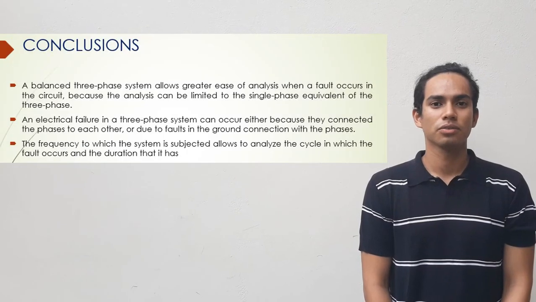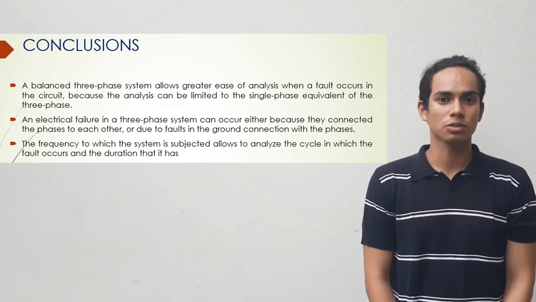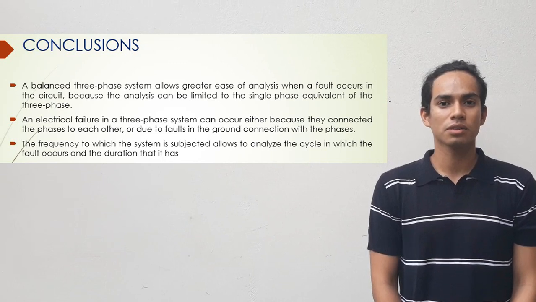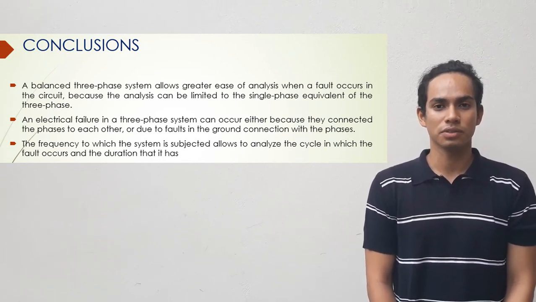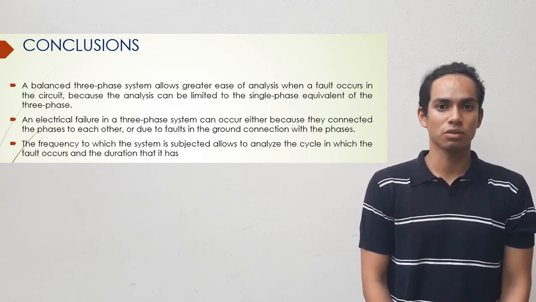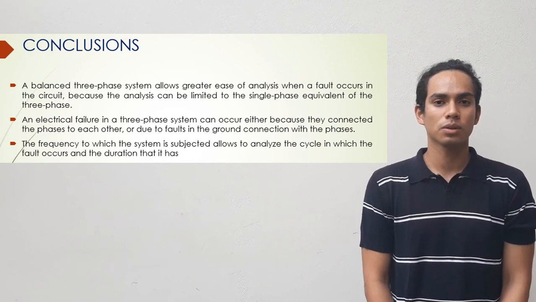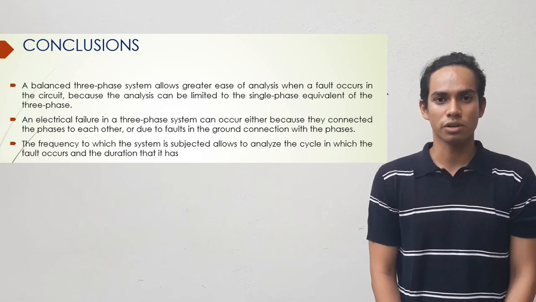Conclusions. There are two important conclusions. The first is that a balanced three-phase system is easier to analyze because it can be simplified as single-phase circuits. Second, a failure in a three-phase system can occur either as a three-phase fault or as a three-phase fault with the ground. And the last one is to analyze the frequency of the cycle when the fault occurs and its duration.